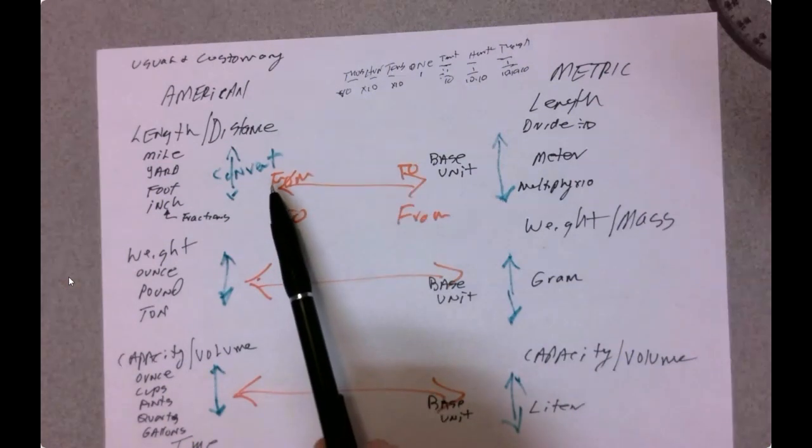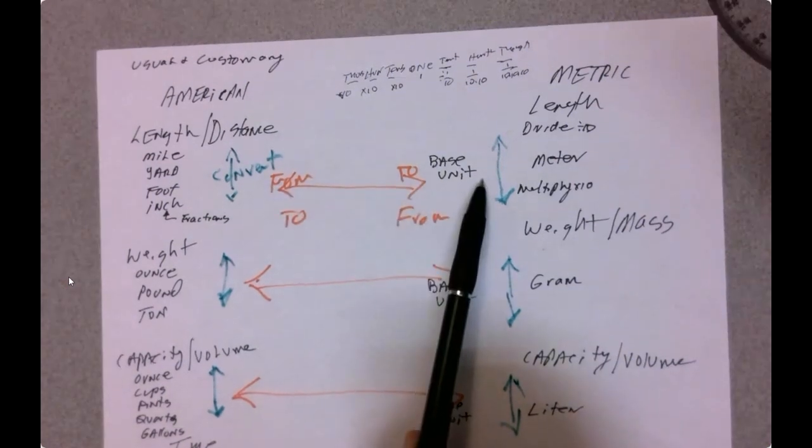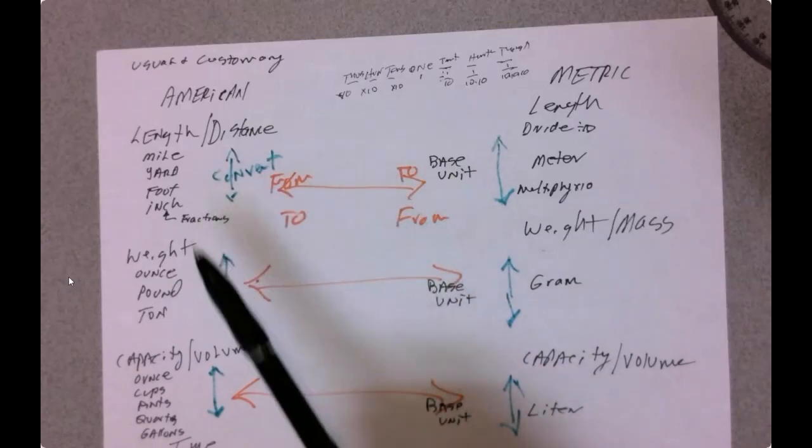So we may have a unit of measure in an American unit, and we need to convert it to a metric unit. We may have something in a metric unit, and we need to convert it to an American unit.